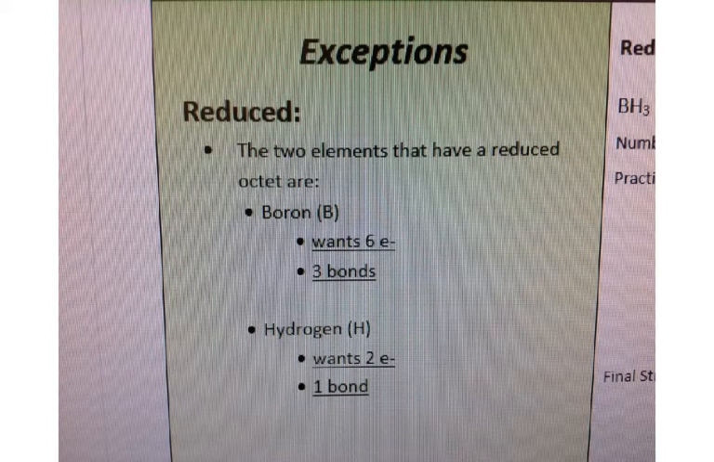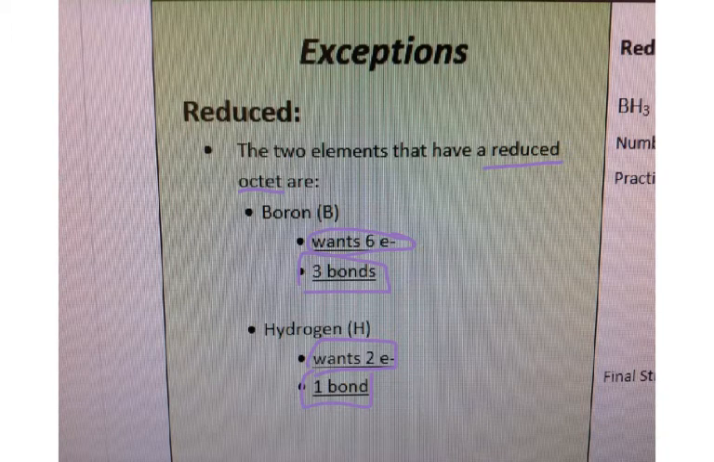And there are two elements in this class that you're going to need to know that have a reduced octet. So reduced means less than, and octet means 8. So these are the elements that actually want less than 8 electrons. And these are always the situation. So boron always wants 6 electrons, and if it wants 6 electrons as opposed to 8, that means you are only going to be making 3 bonds with that boron. Hydrogen only wants 2 electrons, which means you are only going to be making 1 bond with every hydrogen.